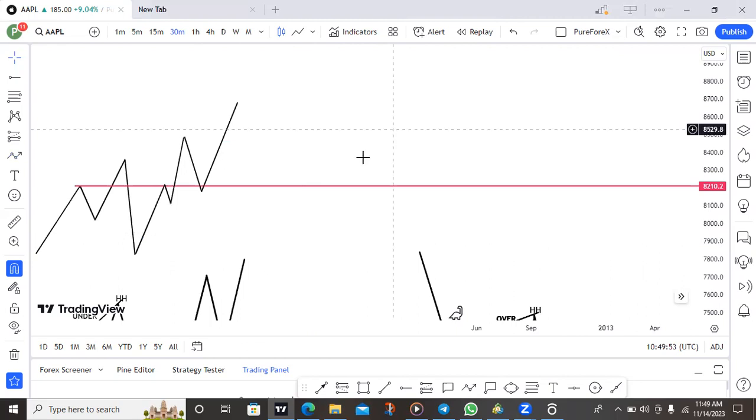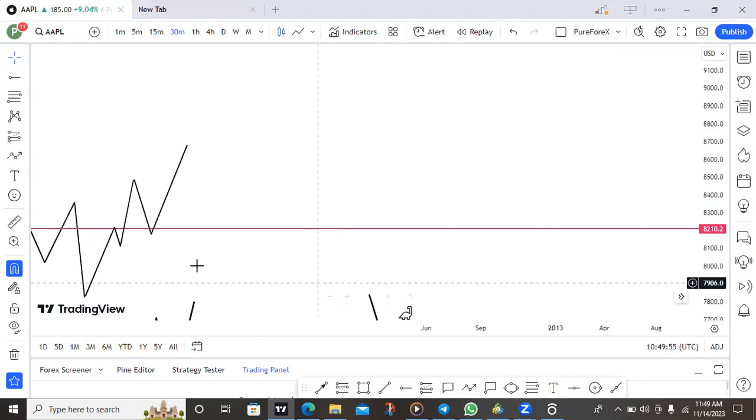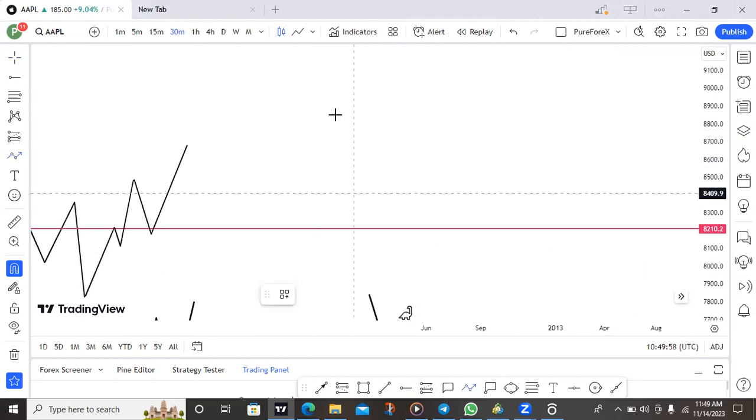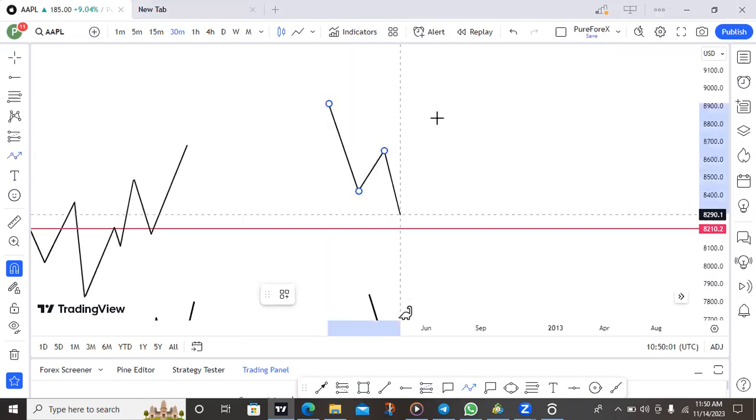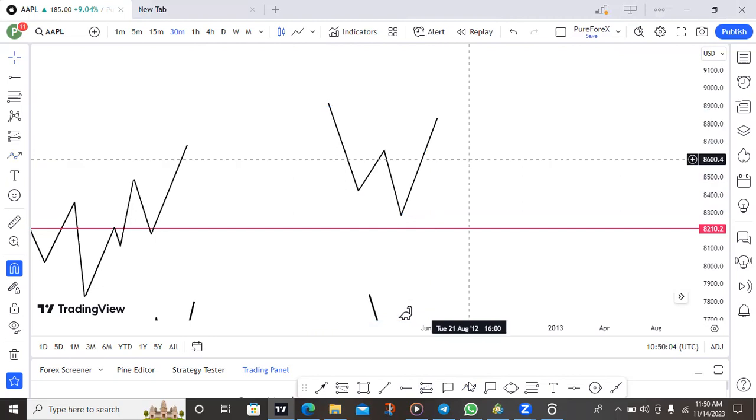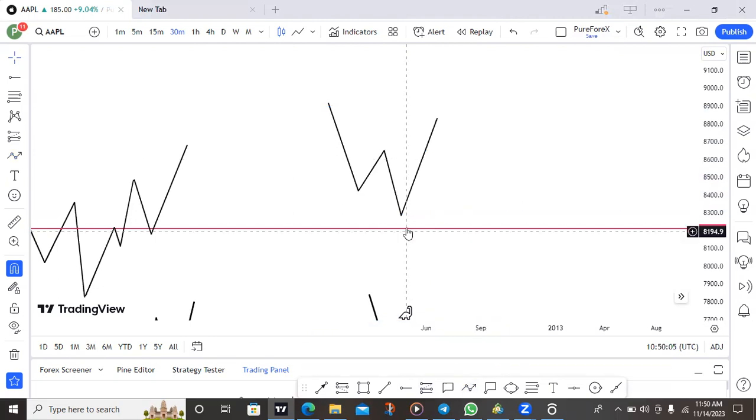So in a buy example, this is where we expect to buy this particular Quasimodo, right? Quasimodo occurs on the chart. Let me delete this line.